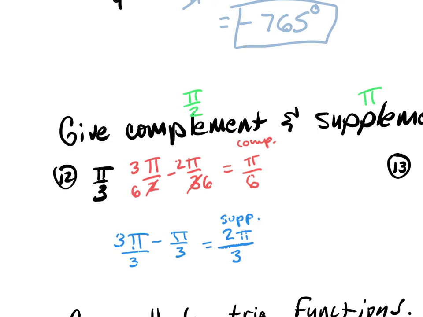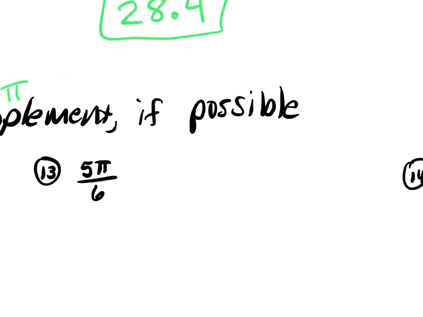All right, 13. So for our complement, we do pi over 2 minus the angle that's given, so 5 pi over 6. We need our denominators to be the same, so I'm going to multiply the top and the bottom by 3. So I have 3 pi over 6. Subtract the numerators. What's 3 pi minus 5 pi? It would be negative 2 pi over 6. Can't have a negative complement or supplement, so we have no complement here.